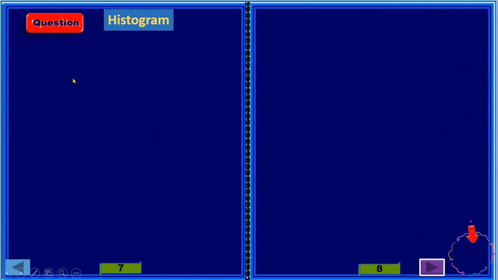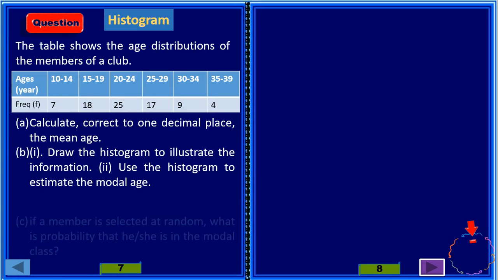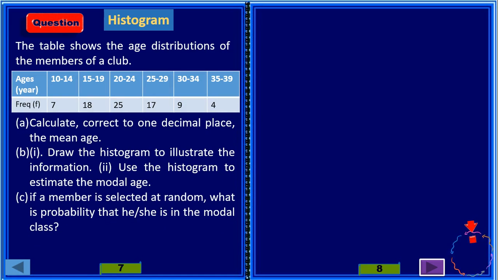Now let's go to the question now. The table shows the age distributions of the members of a club. A. Calculate correct to 1 decimal place the mean age. B. Draw the histogram to illustrate the information. Use the histogram to estimate the modal age. C. If a member is selected at random, what is the probability that he or she is in the modal class? Let's solve the question together now.